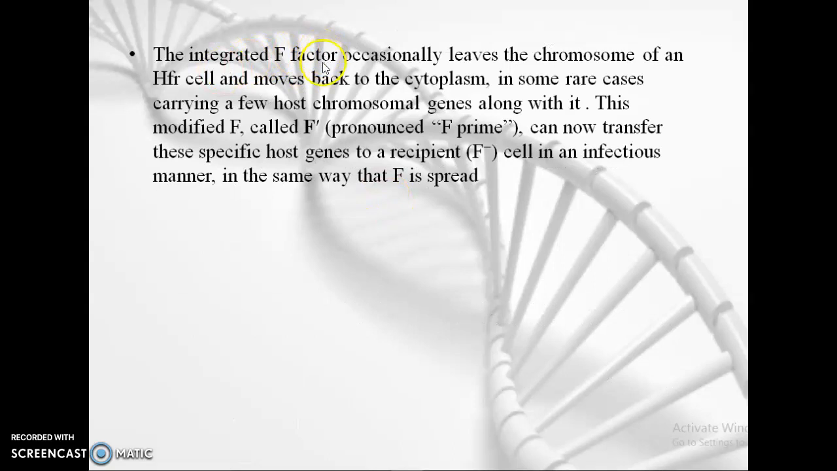The integrated F factor in the HFR cell sometimes leaves the chromosome and moves back into the cytoplasm. And while doing that, it might carry some of the host chromosomal genes along with it. And this modified F factor is now called an F prime. And this F prime can now transfer those host specific genes to a recipient cell during normal conjugation.